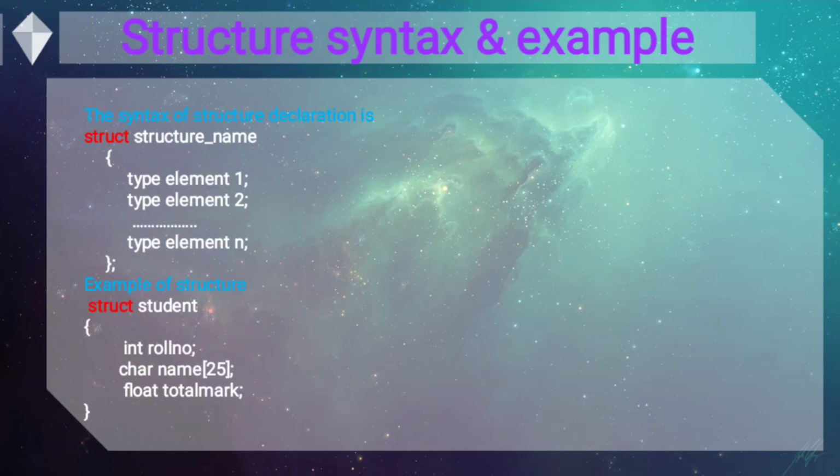Structure name, and here opening braces, and then type is the data type. Int, float, char, whatever comes, it comes in the place of type. And element 1 is a value. You can give any value. Element 2, element n, you can give any value. Example, let's say int roll number. Int is a data type, roll number is an element. It can be any value or data type; for a value we can call it data item, element, or value.